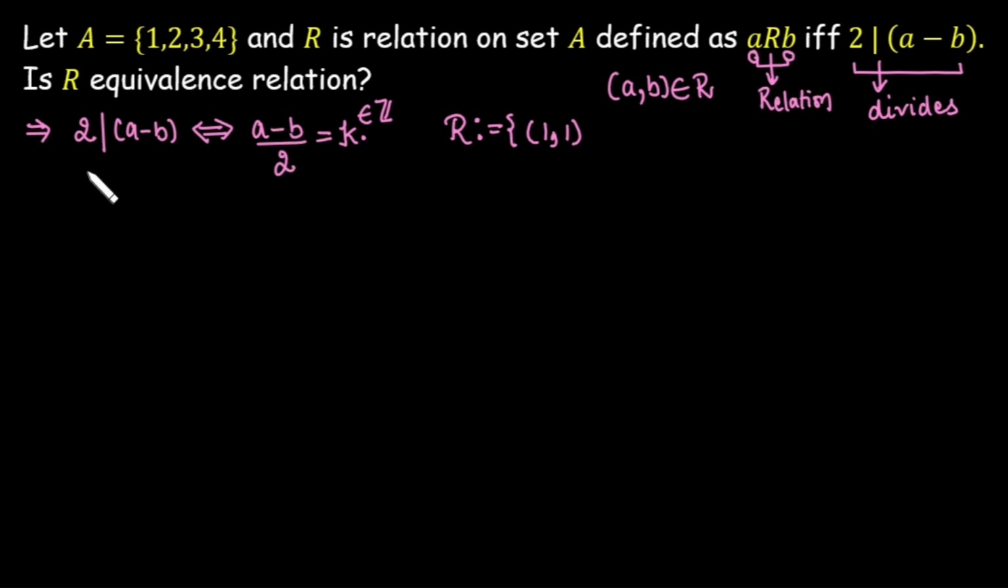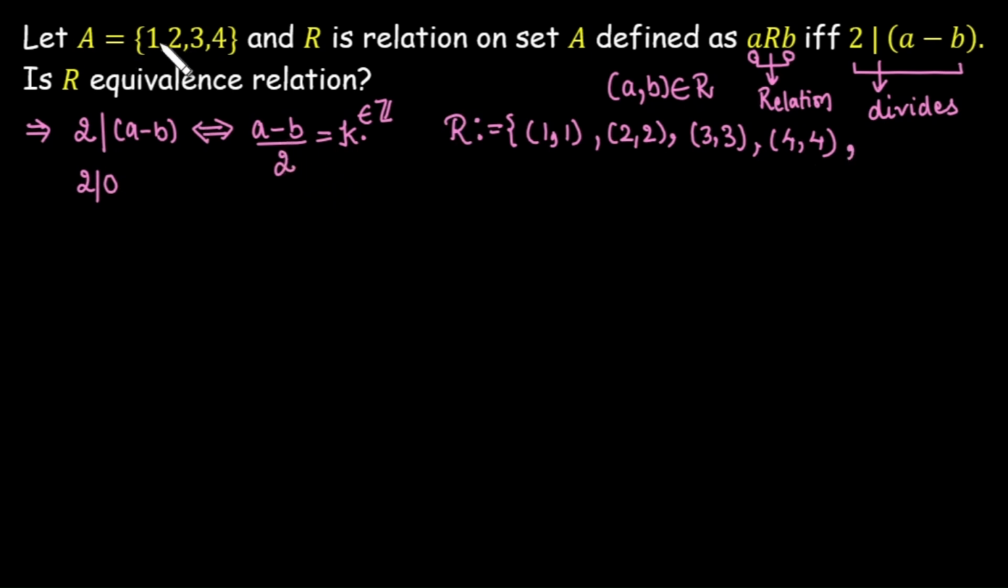So it means 2 divides 0. And that is also applicable for the next element. It means ordered pair (2, 2) is a part of relation. So similarly, we can say that ordered pairs (3, 3) and (4, 4) are part of the relation because their subtraction is 0, and 2 divides 0, meaning 0 by 2 is 0.